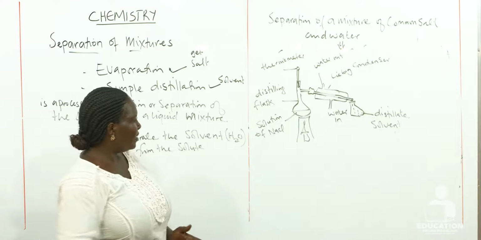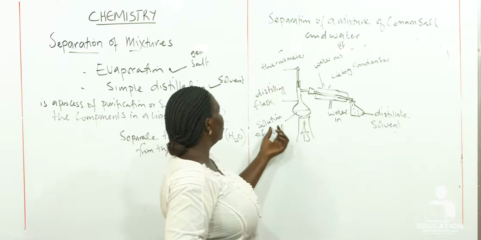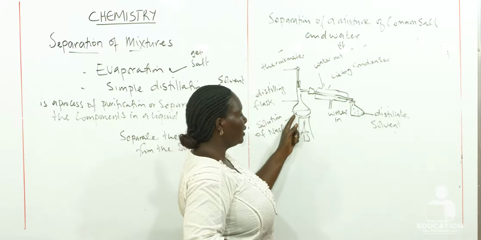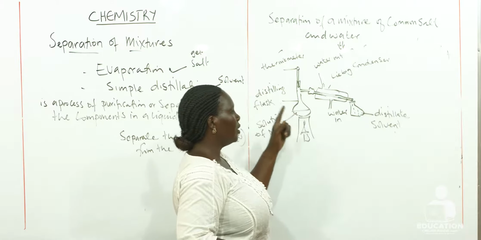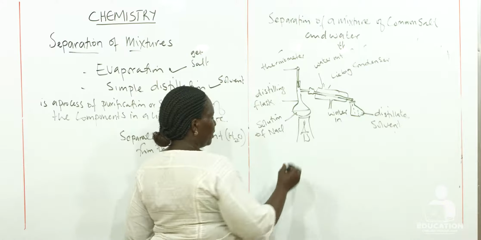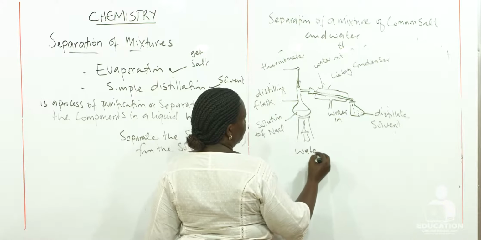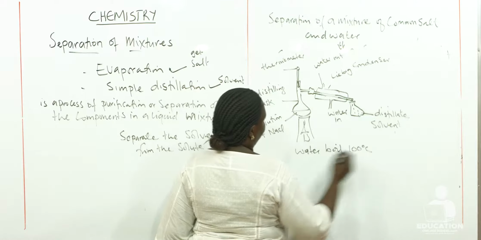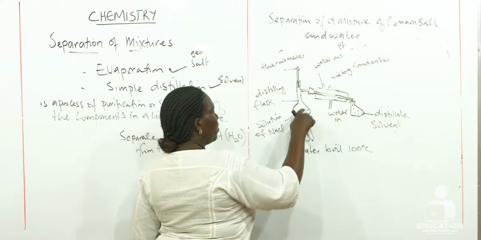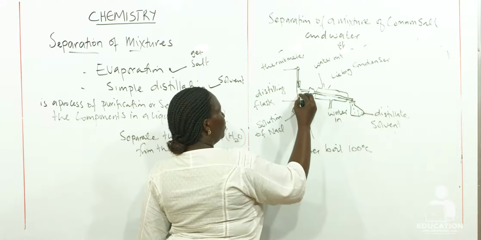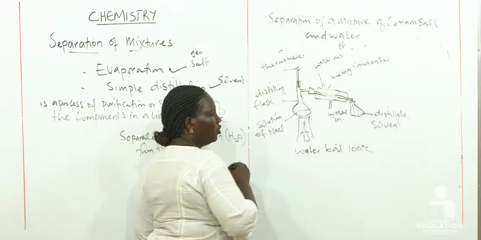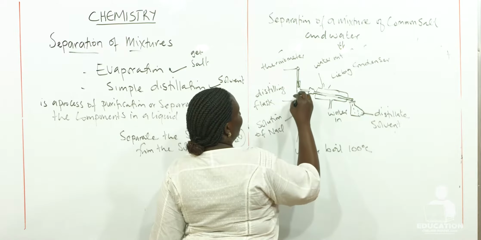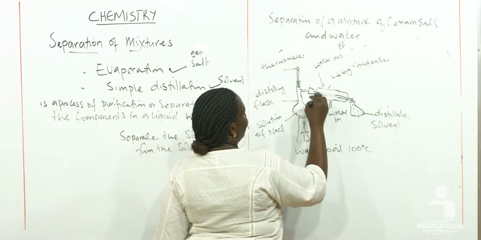So what happens is that the solution of sodium chloride will be heated. When it is heated, water will boil. Of course, we know that water boils at 100 degrees Celsius. So once the water boils, it will turn into steam, that is gas. Then it will leave the flask through this opening to the condenser.